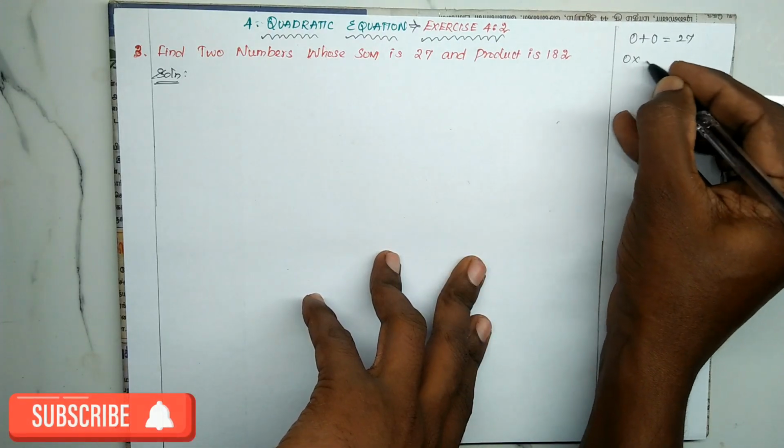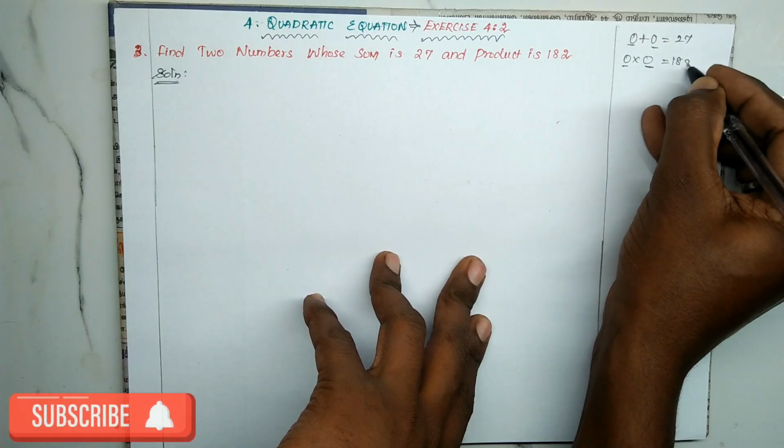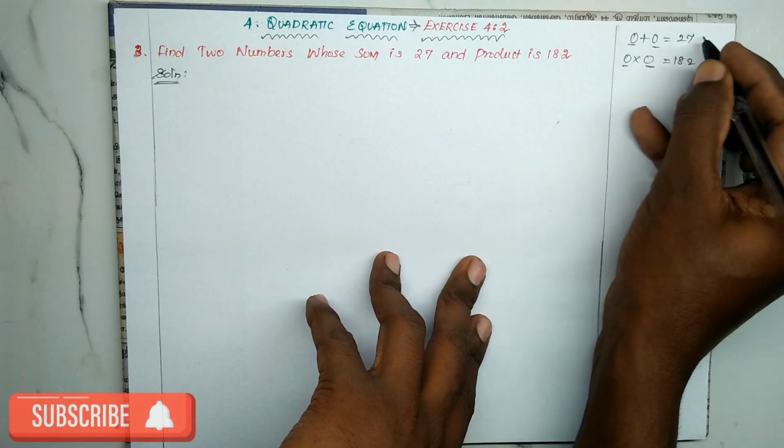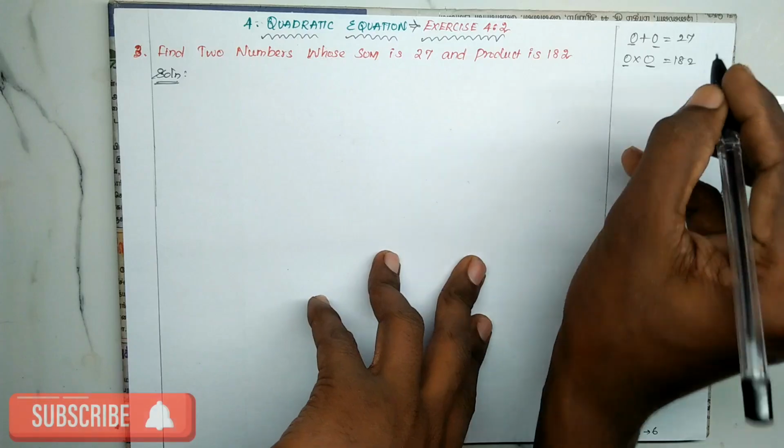What does it mean? The product of two numbers. We don't know these two numbers. If we multiply them, we will get 182. If we add these two numbers, we will get 27. That is the condition. And we have to find what all those numbers are.